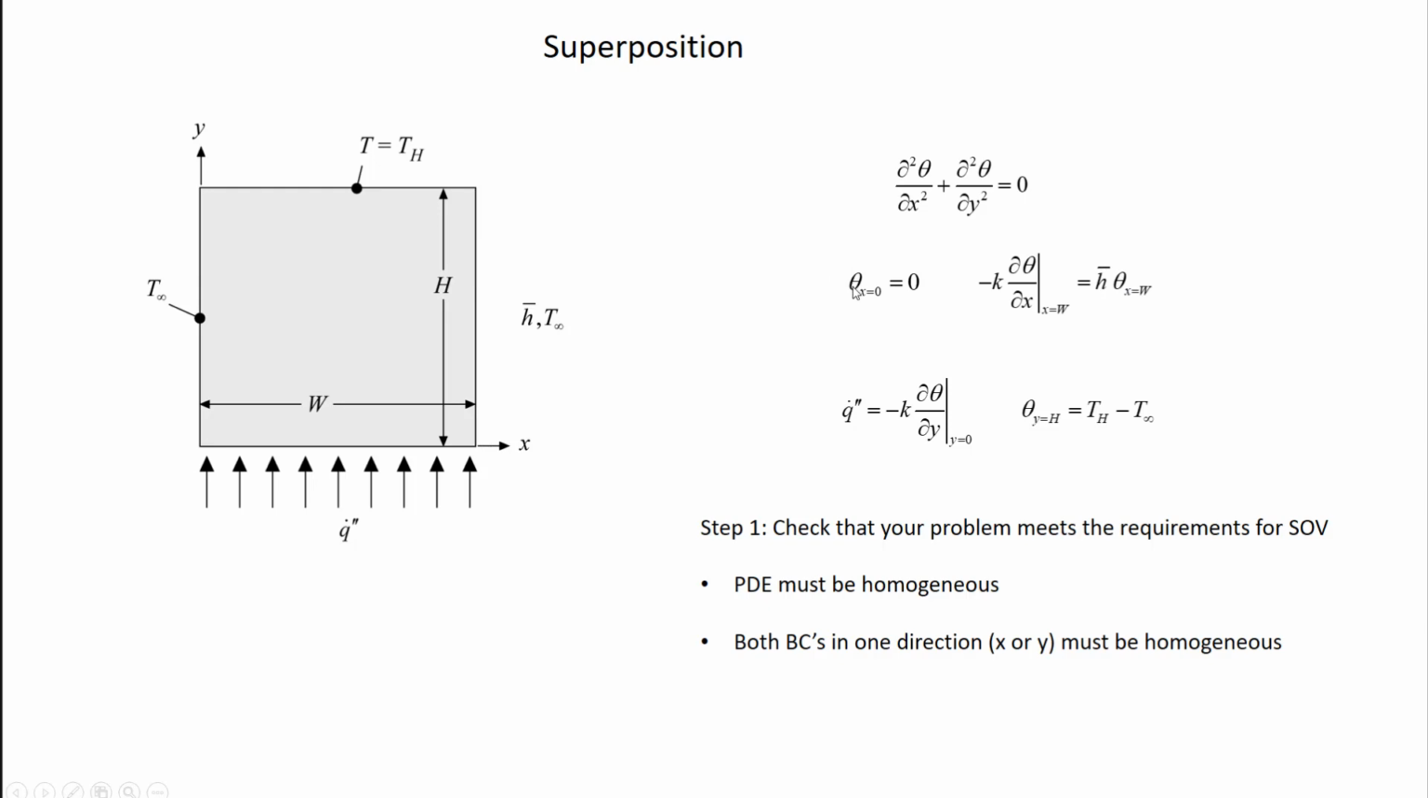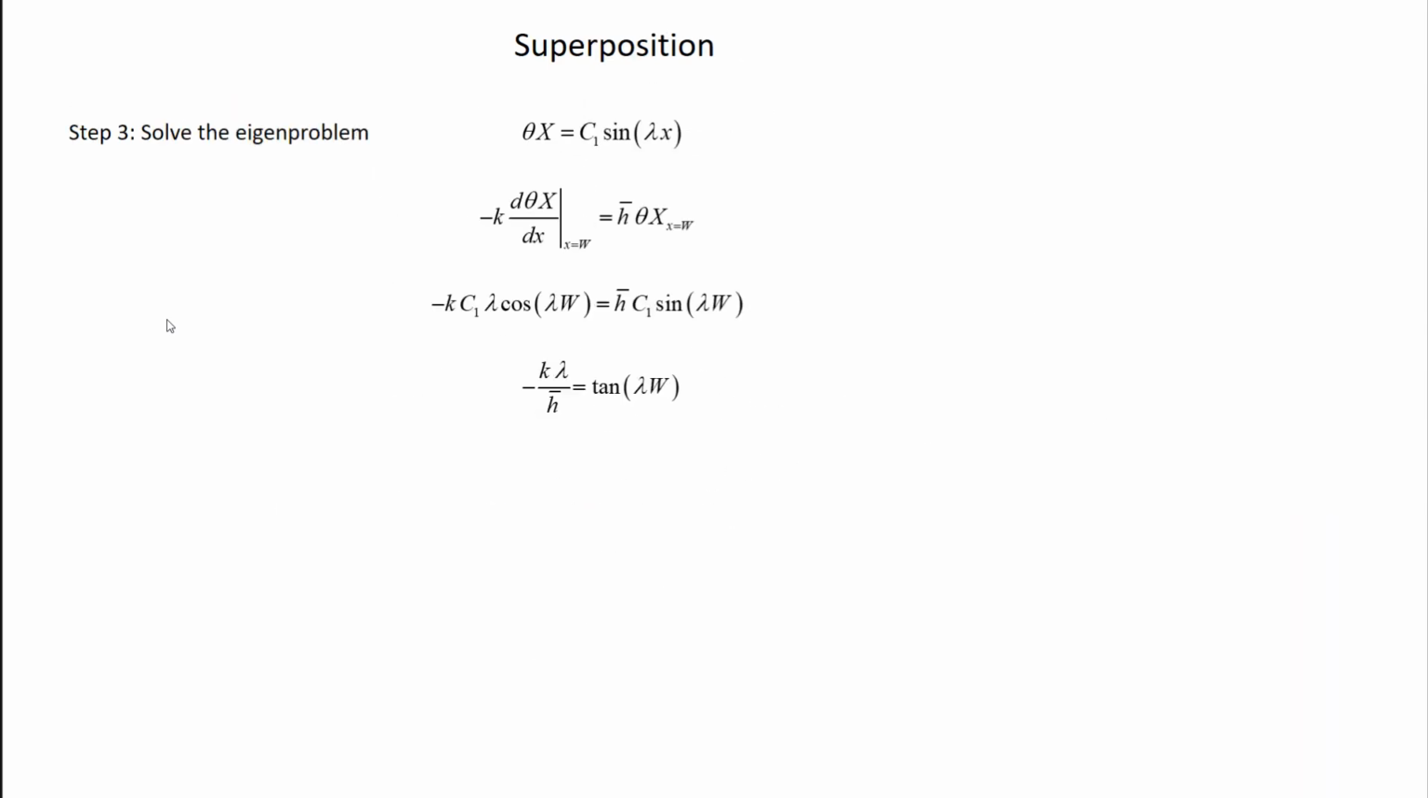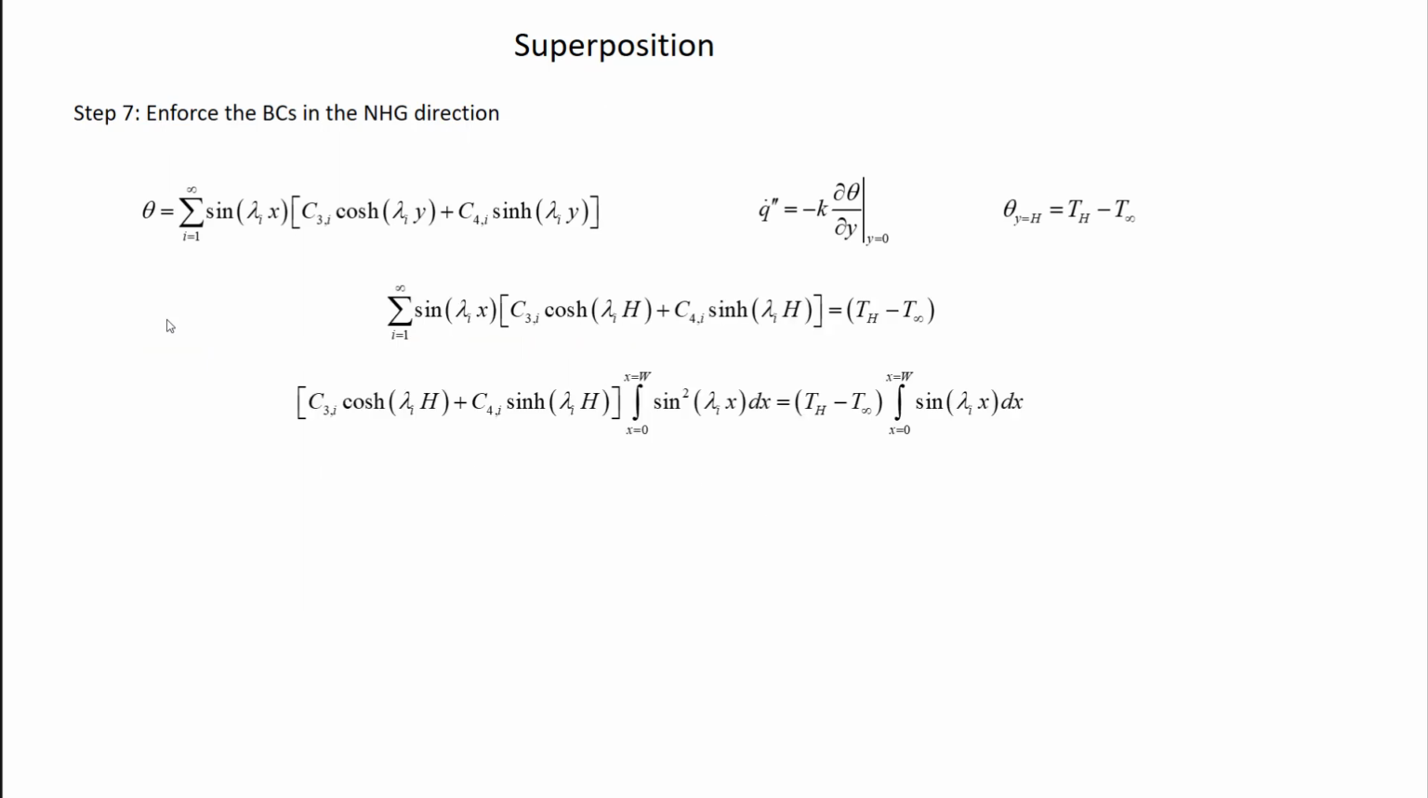And that's not always going to be the case. Right? There's going to be times where no transformation is going to give you two boundary conditions that are homogeneous in one direction. And that's where you have no choice but to resort to superposition. Right? So that's the last thing we'll talk about is superposition.